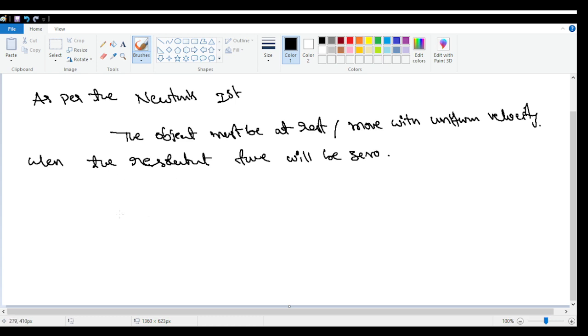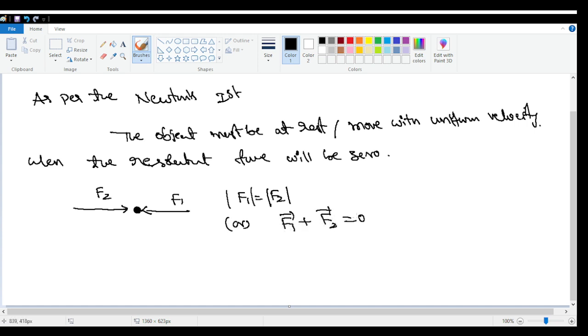Let me take an object. One force F1 is acting in this direction, and another force F2 is acting in the opposite direction. This object is at rest if and only if F1 is equal to F2, or we can write that the sum of the force F1 plus force F2 must be equal to 0. Then only is this object in equilibrium.